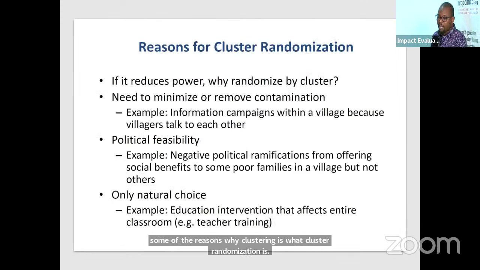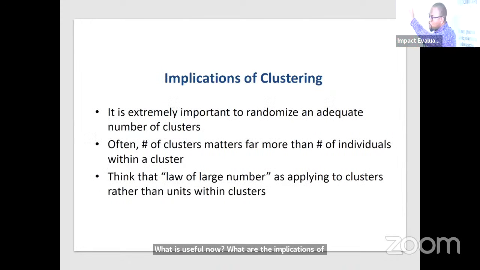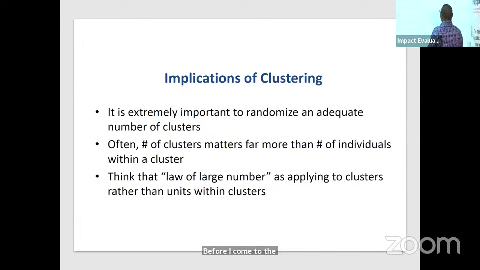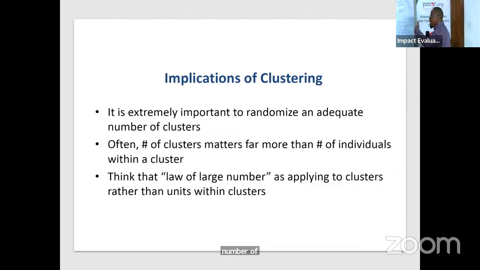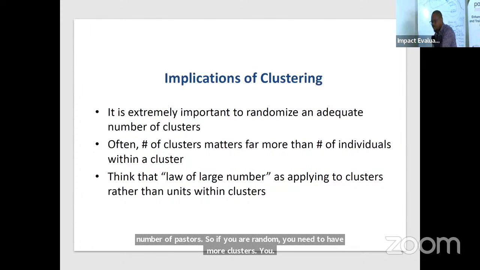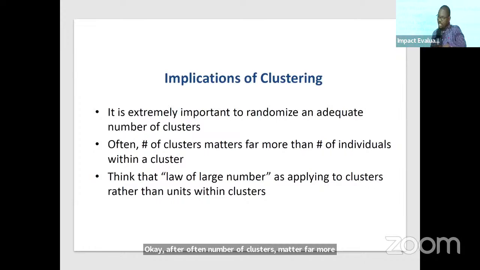Now, what are the implications of clustering? Before I come to the pictorial representation. Implication of clustering. It is extremely important to randomize an adequate number of clusters. So if you're randomizing, you need to have more clusters. You see what I was saying? It can have budgetary implication. Okay? Often the number of clusters matters far more than the number of individuals within a cluster. I've said that already.